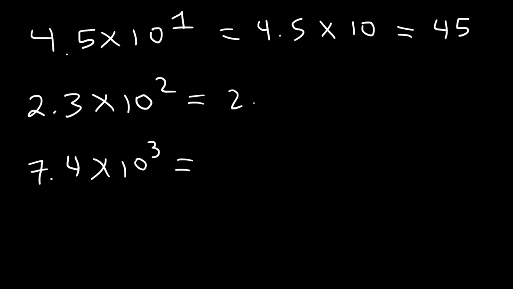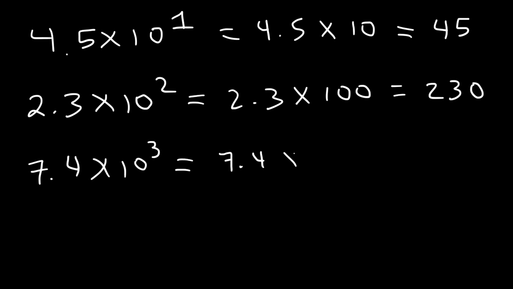10 squared is basically 100. So it's 2.3 times 100, which is 230. 7.4 times 10 to the 3 is 7.4 times 1,000. 10 to the third is basically a 1 with 3 zeros. If you multiply 7.4 by 1,000, you get 7,400. Another way in which you can do this is you can move the decimal 3 units to the right.